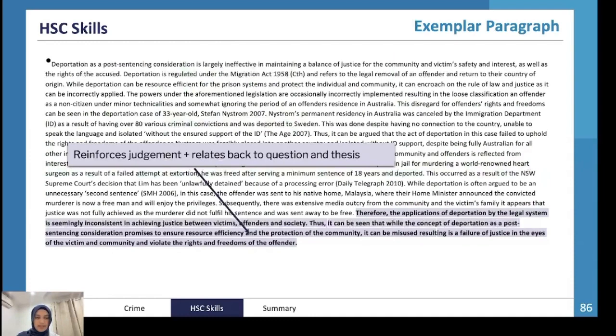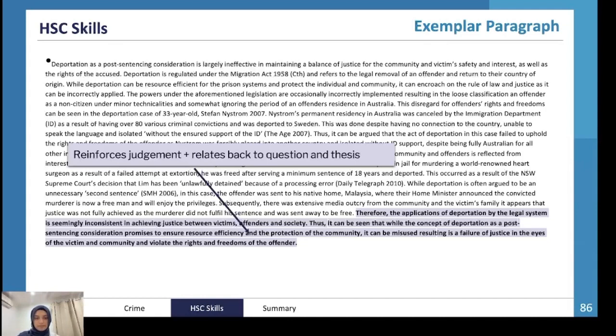Finally, reinforce judgment and relate it back to the thesis. So therefore, the applications of deportation by the legal system is seemingly inconsistent in achieving justice between victims, offenders, and society. Thus, it can be seen that while the concept of deportation as a post-sentencing consideration promises to ensure resource efficiency and the protection of the community, it can be misused, resulting in a failure of justice in the eyes of the victim and community, and violates the rights and freedoms of the offender.